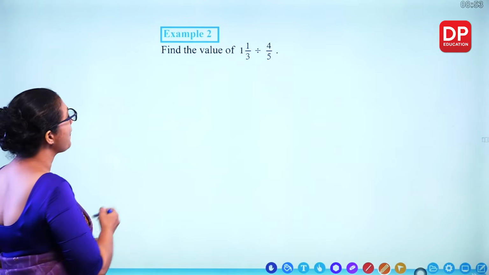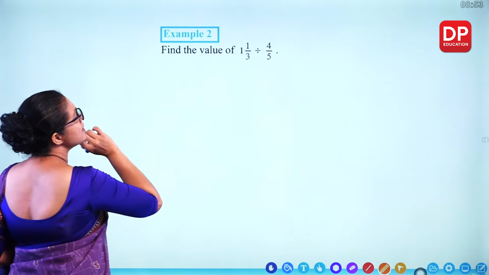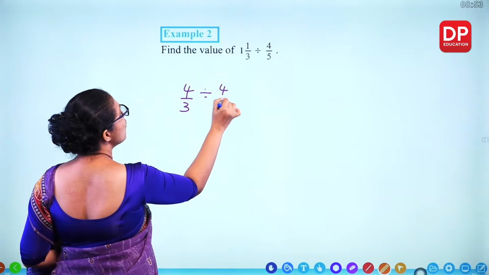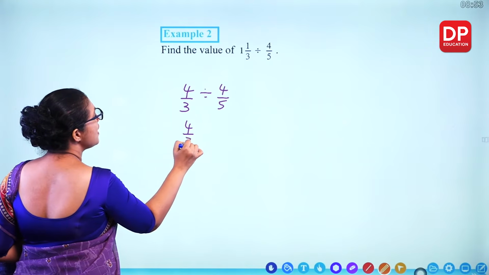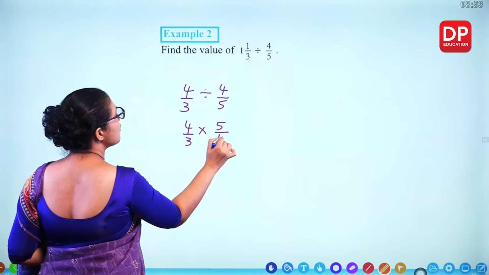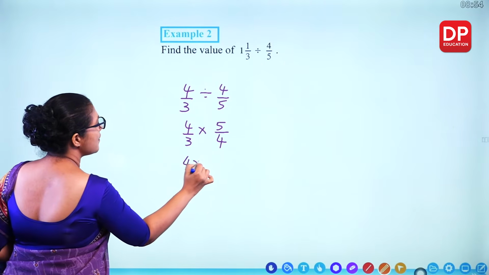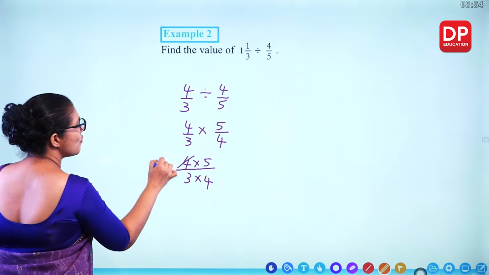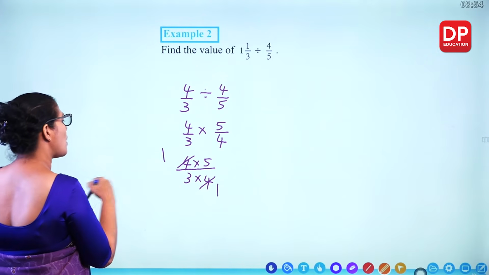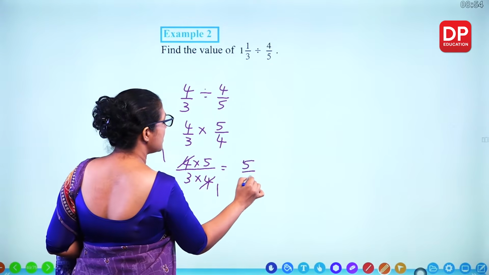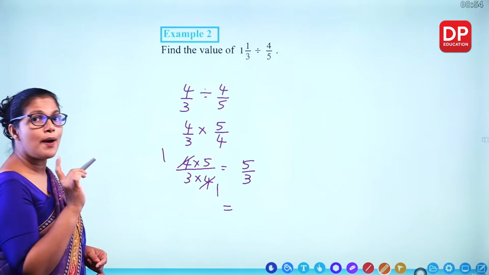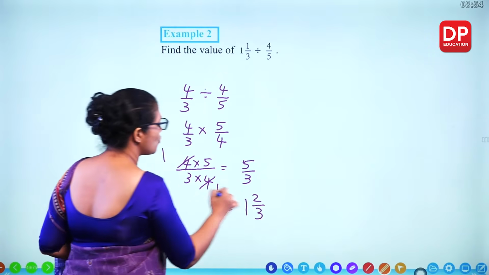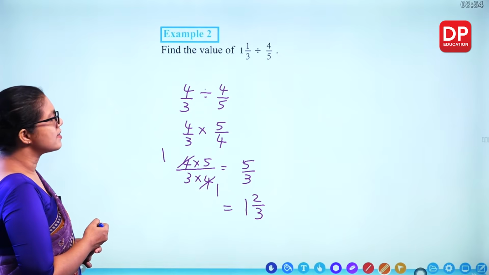Example number 2. 1 and 1/3. You can write as 4 over 3. Divide by 4 over 5. So 4 over 3 multiplied by the reciprocal 5 over 4. So multiply the numerator separately, denominator separately. So 4 times 1, 4 times 1. So 5 over 3. Convert to a mixed number. 3 times 1, 3, 2 remaining. So 1 and 2/3.